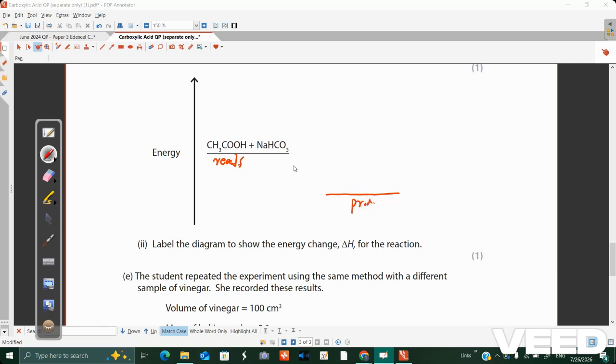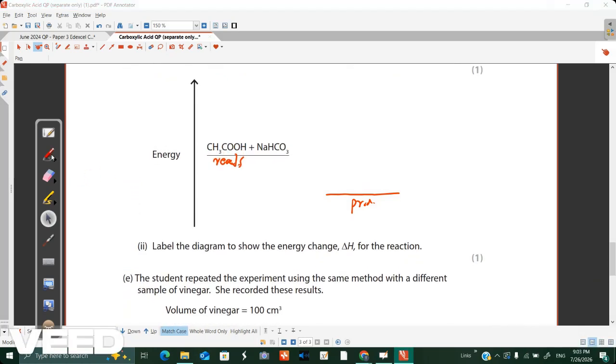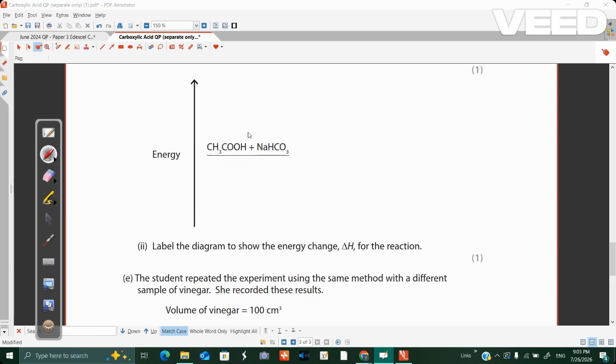The products are having less energy. Complete the energy level diagram. So in your answer, where's the activation energy? Either it is endothermic or exothermic, you must have the activation energy, Ea. And from here to here we have delta H minus. Sorry, it is an endothermic reaction. My bad.